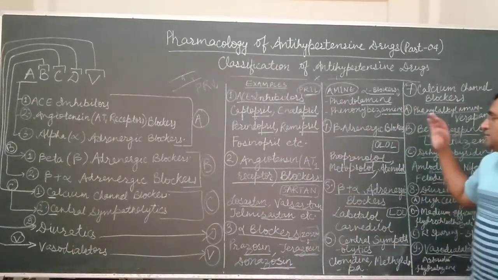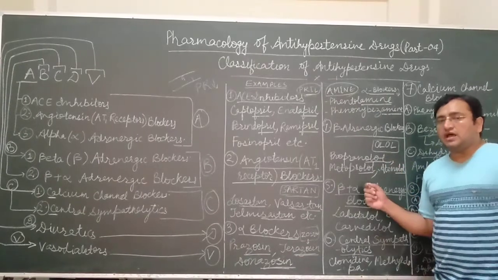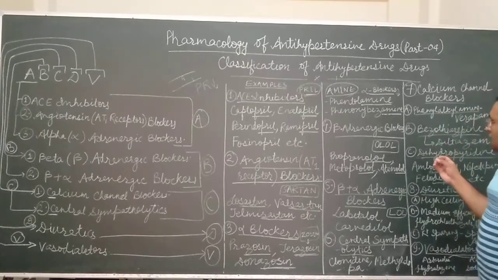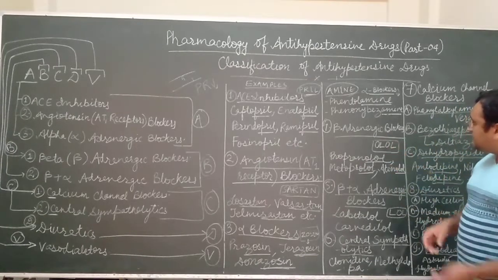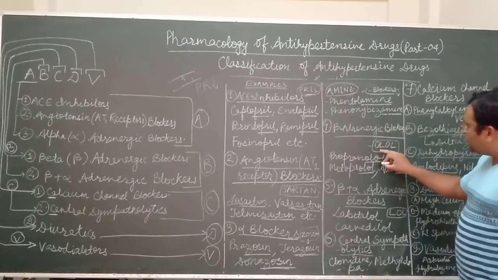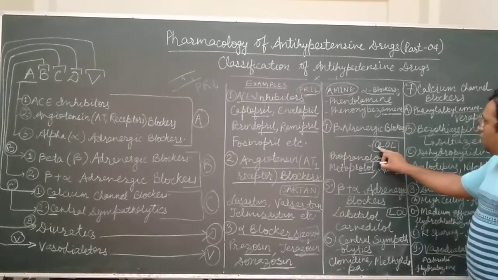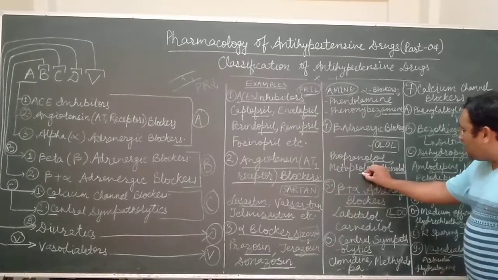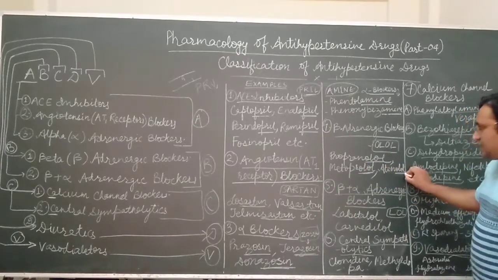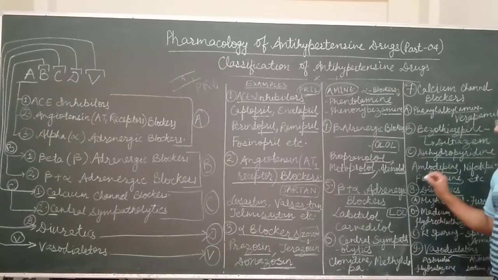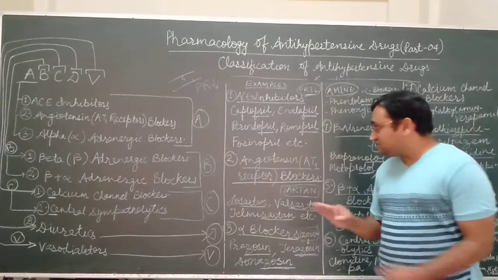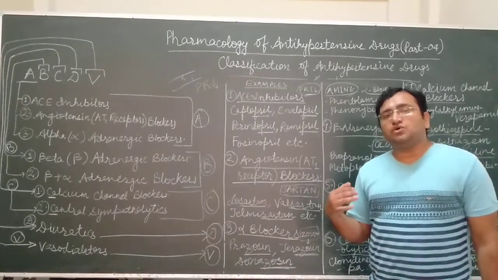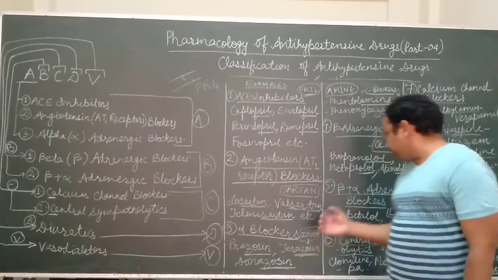These drugs basically block the beta receptors present on the heart. These drugs end with OLOL, like propranolol, metoprolol, atenolol, etc. These are the beta adrenergic blockers. These drugs are applied in several diseases of the cardiovascular system.